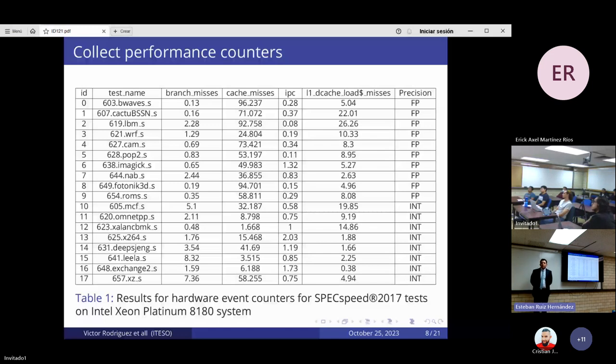Not in kilobytes, gigabytes, megabytes. No, it's just this table. So we run the workload and at the same time we told the perf tool, please collect these performance metrics, and it collects just this. During the execution of these big waves, we detected 0.13 percent of branch misses, 9.6237 percent of cache misses, an IPC of 0.28, and 5.4 percent of L1D cache misses.